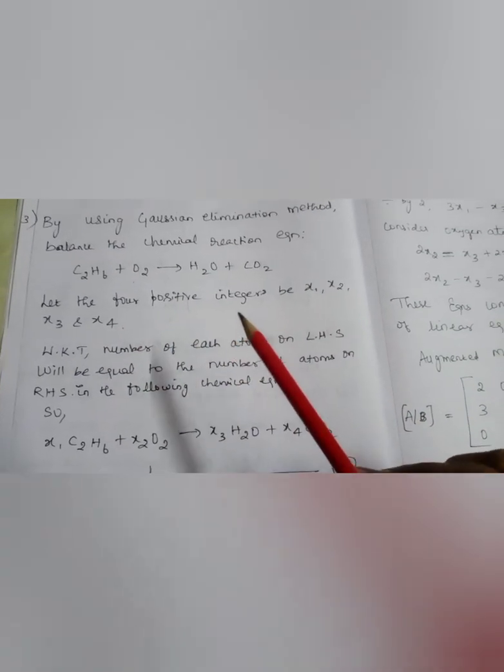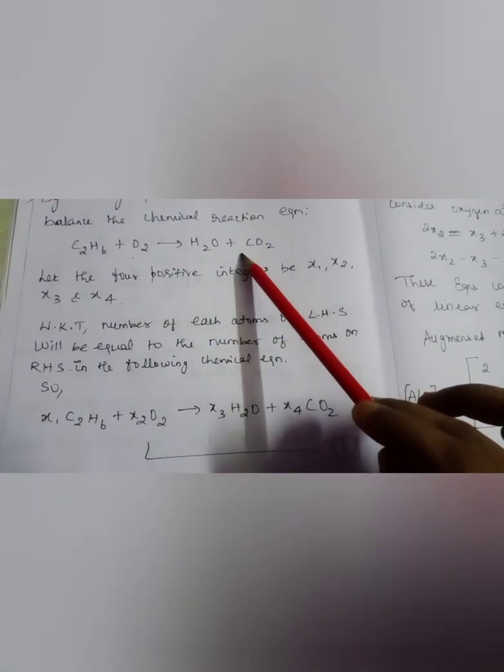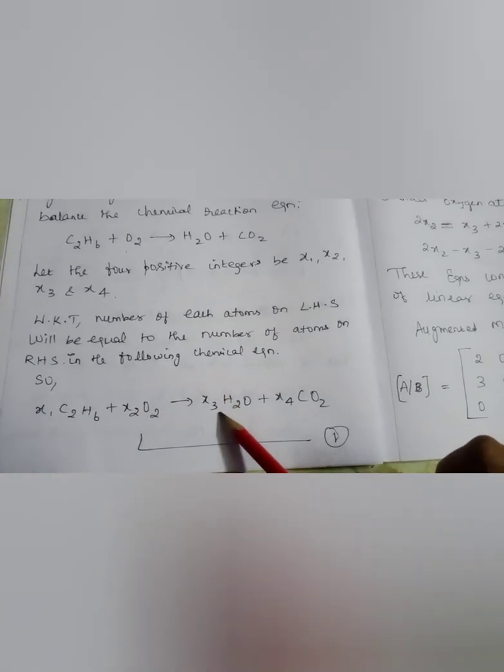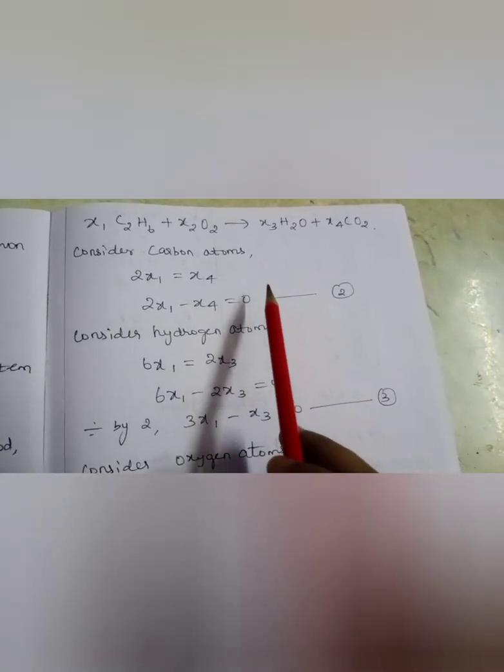Listen very carefully, this is very important, a frequently asked 5-mark question. So we know that the number of each atom on the LHS and RHS will be equal. So we will name this equation with x1 multiplied on the first term, x2 on the second term, x3 on the third term and x4 on the fourth term. Now listen carefully, we are going to derive the equations.